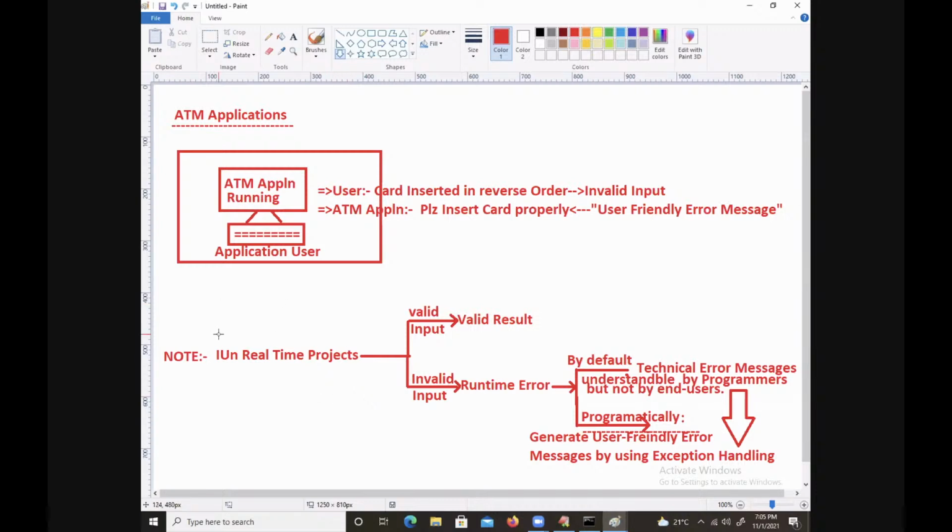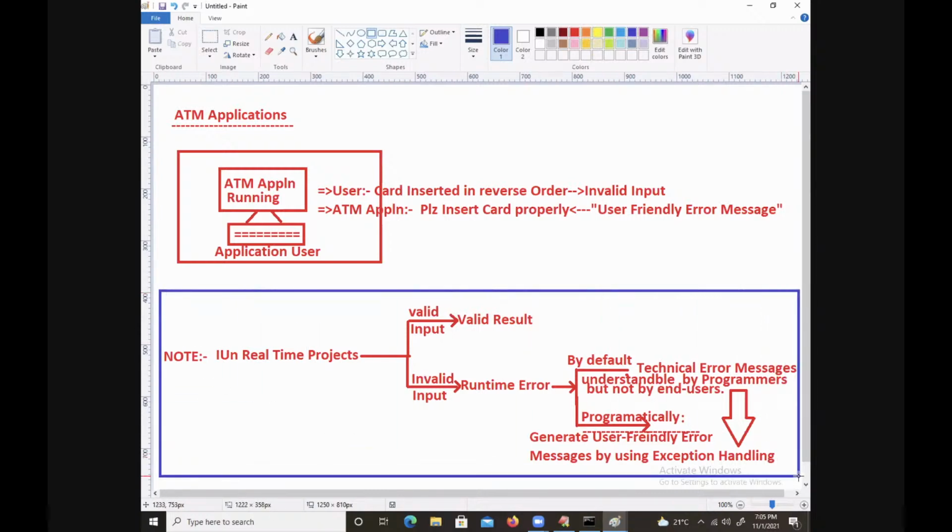Dear students, is this diagram clear or not? The diagram which I just wrote, is it clear or not? This point is very, very important. You can apply it on any project.